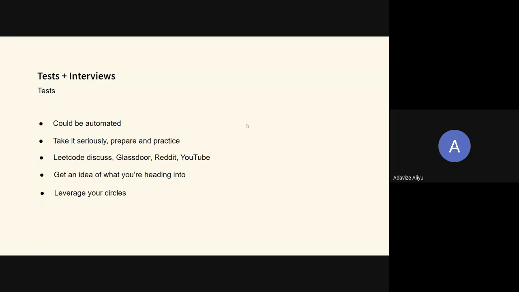For technical roles, for software engineering roles, it's usually data structures and algorithms. So you don't have to wait till you start applying. You want to start practicing those and taking LeetCode tests to get familiar with it. Also, if you look up a company, say you apply for a Morgan Stanley technology analyst role, you want to search that on LeetCode Discuss and Glassdoor and Reddit or YouTube, because there are people that have taken this test and shared their experiences. It changes over time, but you get an idea of what you're heading into.